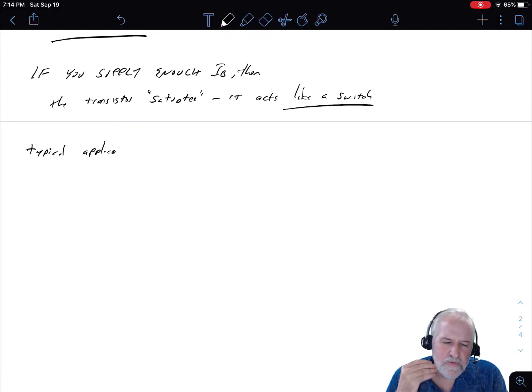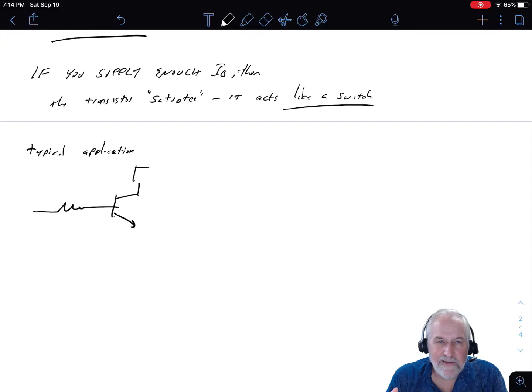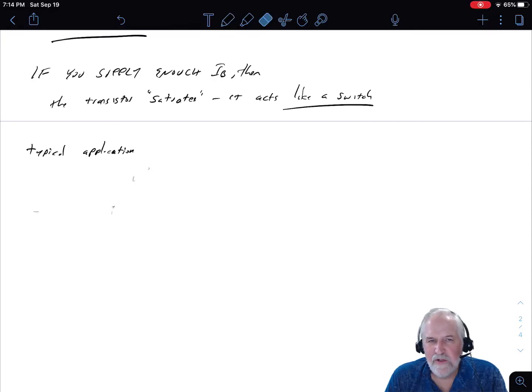And a switch means you throw enough current into the base so that the voltage drop across the load dominates it, and basically there's only a small drop, 2/10, 3/10 of a volt, across the transistor, and it's on, right? If you throw enough current into that base, it's either on or off.